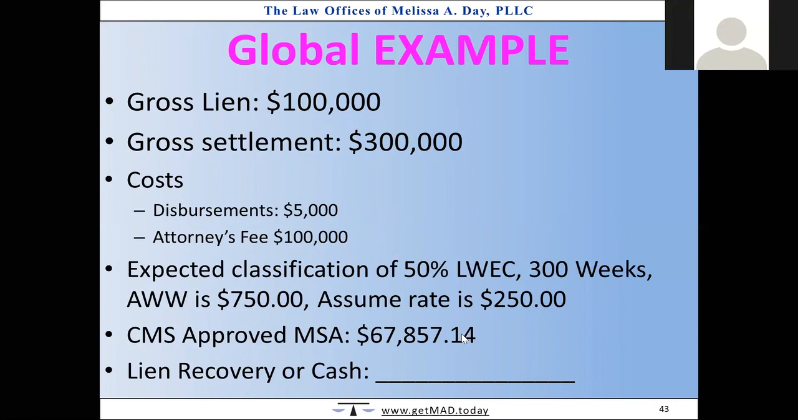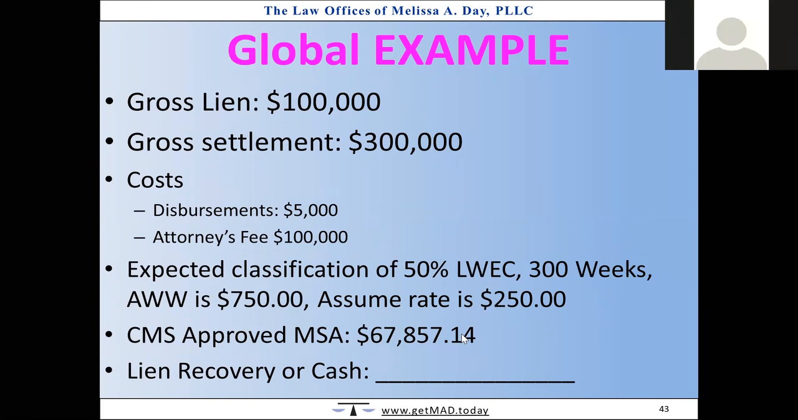What's the future indemnity look like? We got the full 300 weeks due, $75,000. So the expected future indemnity is $75,000, 300 weeks at $250 a week. The Burns obligation on that would be that times 35%, so $26,250. Plus the MSA.